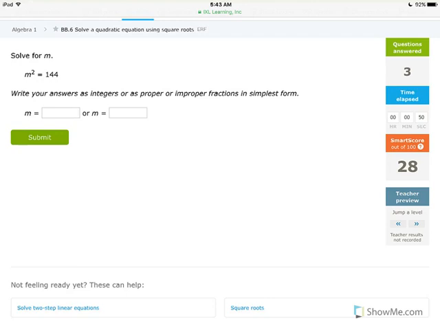And m squared is equal to 144. Square root both sides. So m equals plus or minus 12. 12 times 12 is 144.